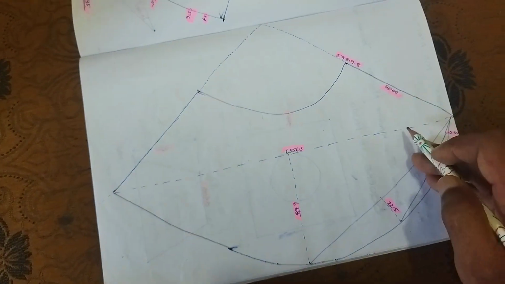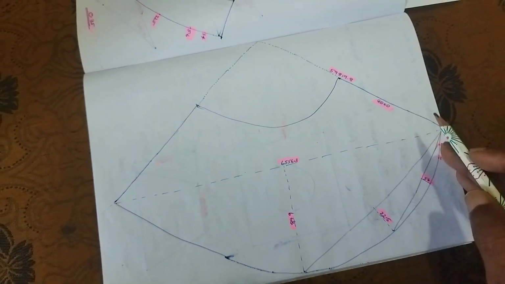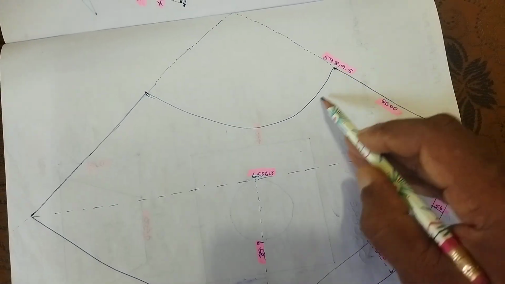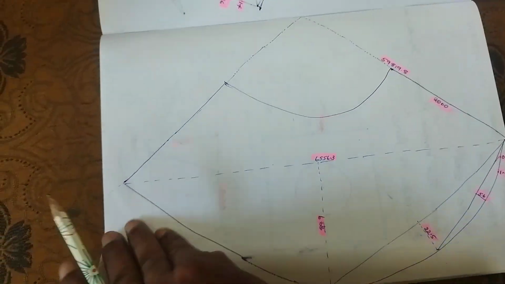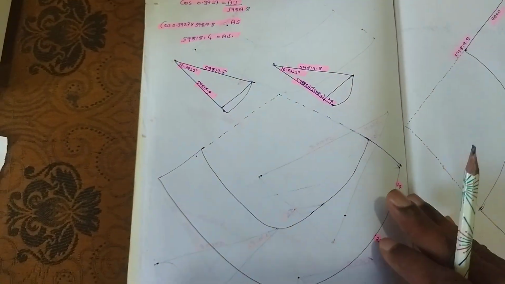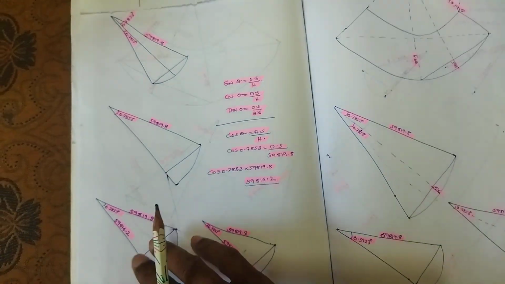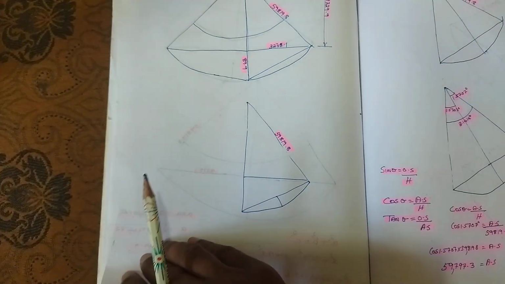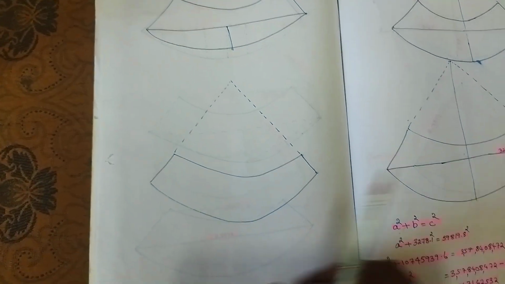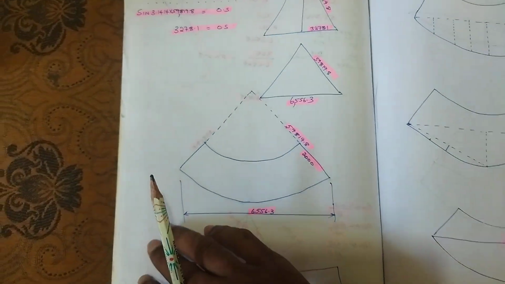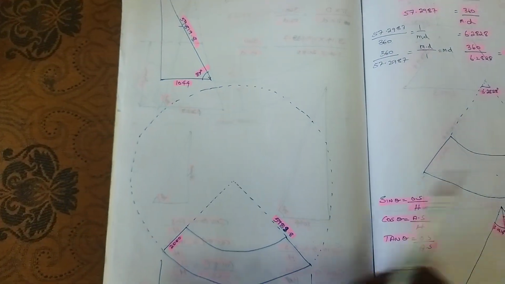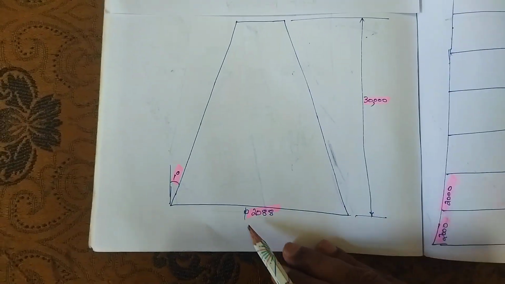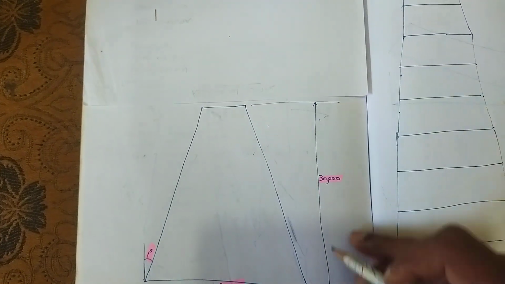Now approximately 50% finished, more than 50% finished, because this measurement we have got, this measurement also we have already got. Only this measurement has to be got. So in our development, actually we were trying to find out the development of a cone which has a vertical height of 30,000 and a diameter of 2088.